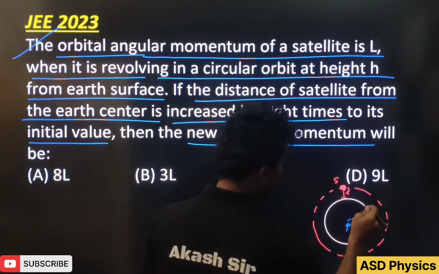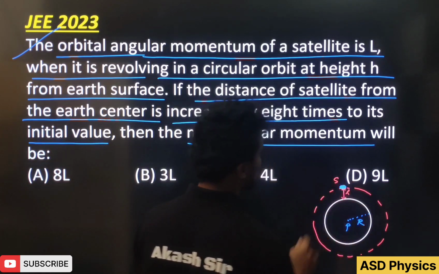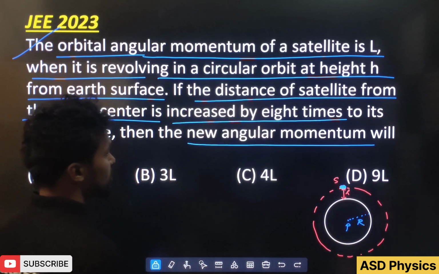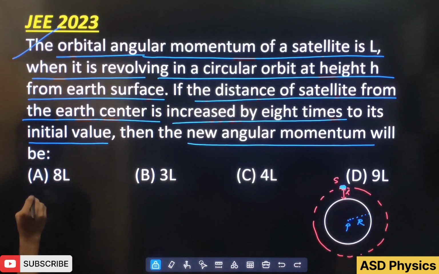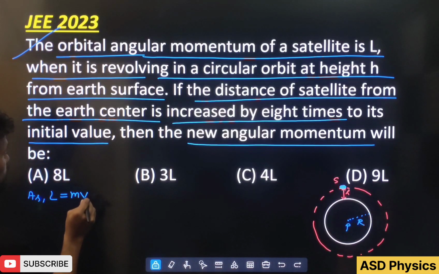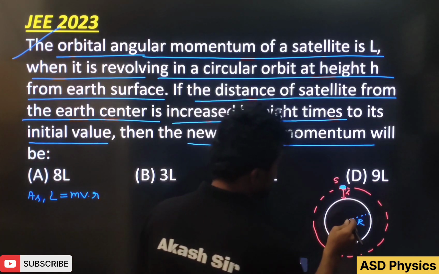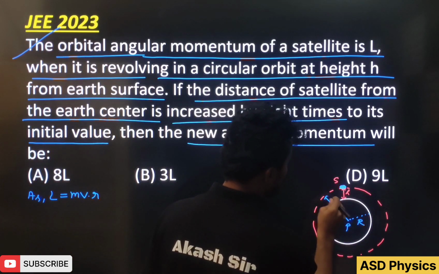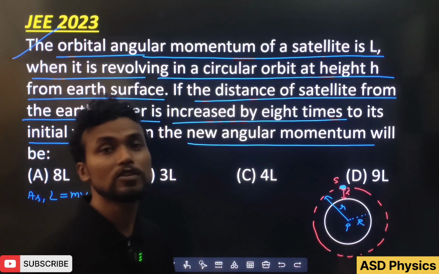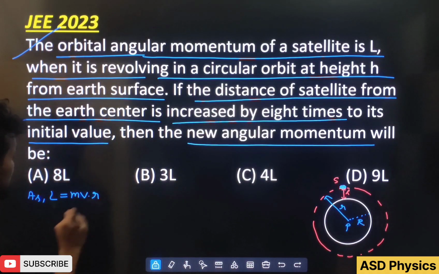So after that, what are we going to see now? In this situation, the satellite is here. So you know, students, what is the formula here? You know the angular momentum formula, students. We know that L equals mvr. What is r? This r is the orbital radius, and as I have told you, r equals capital R plus h. So here L equals mvr.